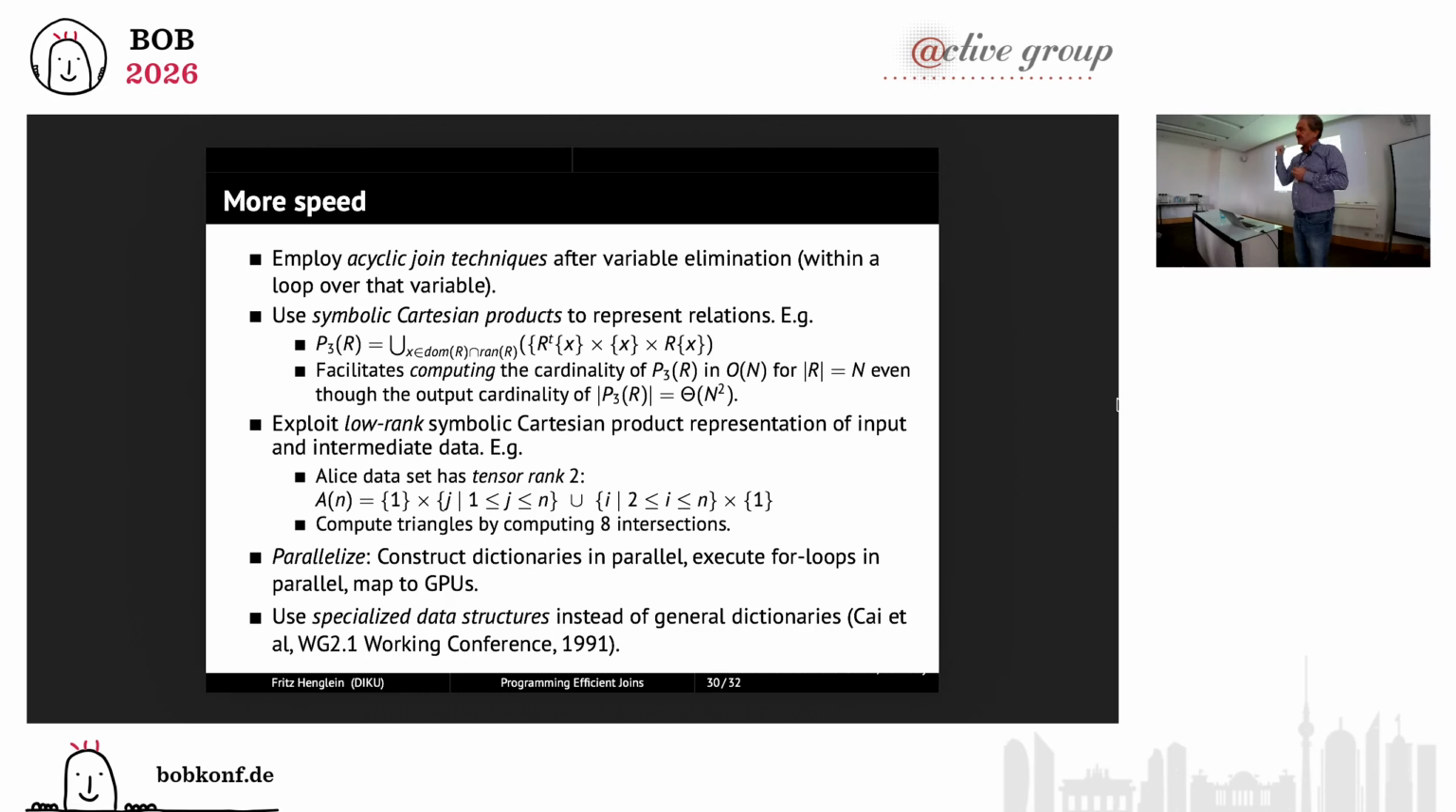Even though the output is quadratic, it'll compute the count in linear time. Because it just counts this, then it counts that, that's 1, and it counts that, multiplies them together, and adds them together here. That's it, okay?